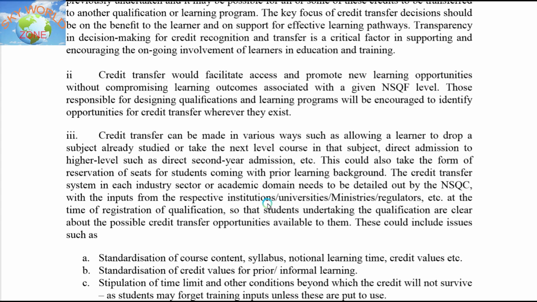Those responsible for designing qualifications and learning programs will be encouraged to identify opportunities for credit transfer wherever they exist. 3. Credit transfer can be made in various ways, such as allowing a learner to drop a subject already studied or take the next level course in that subject. Direct admission to a higher level, such as direct second year admission, etc. This could also take the form of reservation of seats for students coming with a prior learning background.